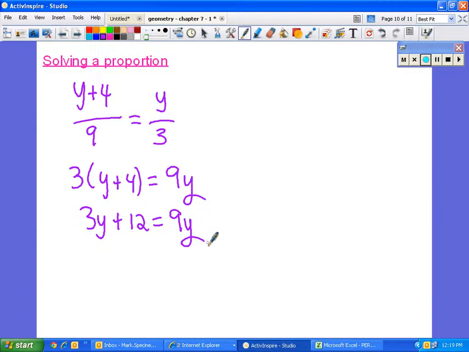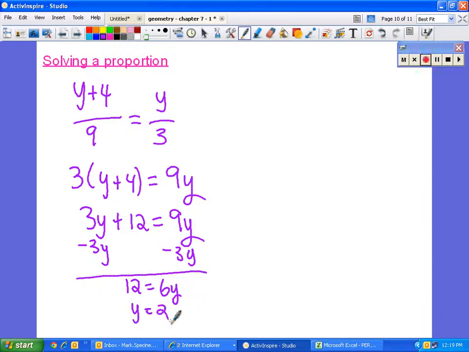Anna, what's next? Just 3? From where? So I get that 12 is equal to y, which means that y equals what? y equals 2. Very good.